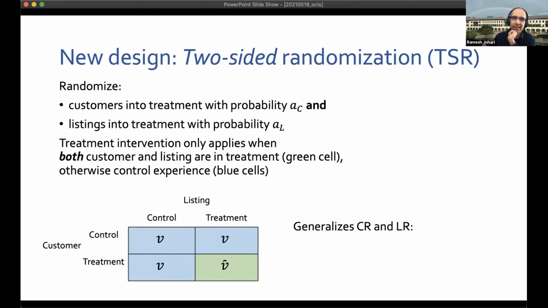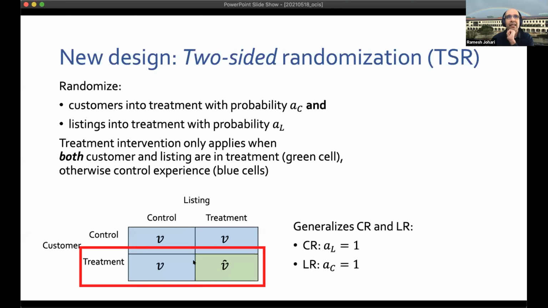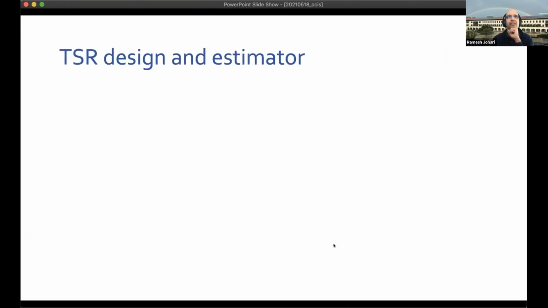It should be pretty clear that this design generalizes CR and LR, because if you randomize all listings to treatment, then the only randomization that matters is whether customers are in control or treatment. And if you randomize all customers to treatment, all that matters is whether listings are in control or treatment. So you can recover CR and LR as special cases. Okay. So what we did is we said, here's a new class of designs you could work with. What estimators are interesting to use here?